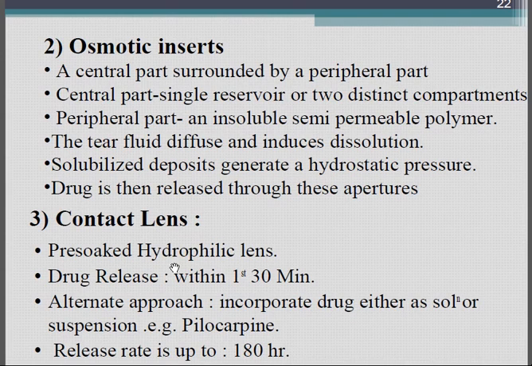Contact lens, pre-soaked one, hydrophilic lens. Drug release within first 1 to 30 minutes. Alternate approach is also there. Incorporate drug either as solution or suspension form. Example is pilocarpine. So release rate is up to 180 hours.